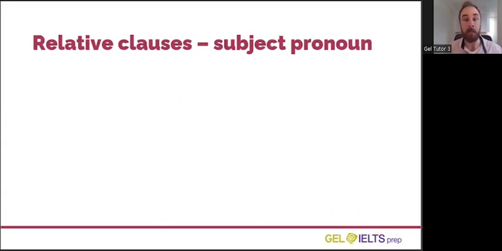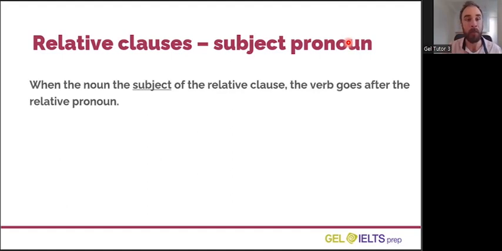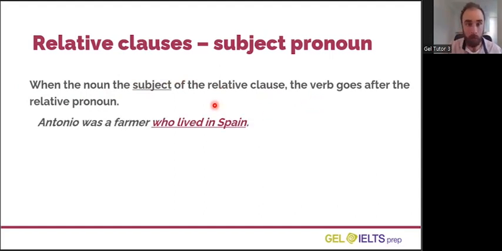Okay, so let's think a little bit more about the structure of relative clauses. They are a little bit different depending on whether the relative pronoun is the subject of the relative clause or the object of the relative clause. When the noun is the subject of the relative clause, the verb goes after the relative pronoun. For example, Antonio was a farmer who lived in Spain. The relative pronoun is who. It replaces the farmer. So we could say the farmer lived in Spain, or Antonio lived in Spain.